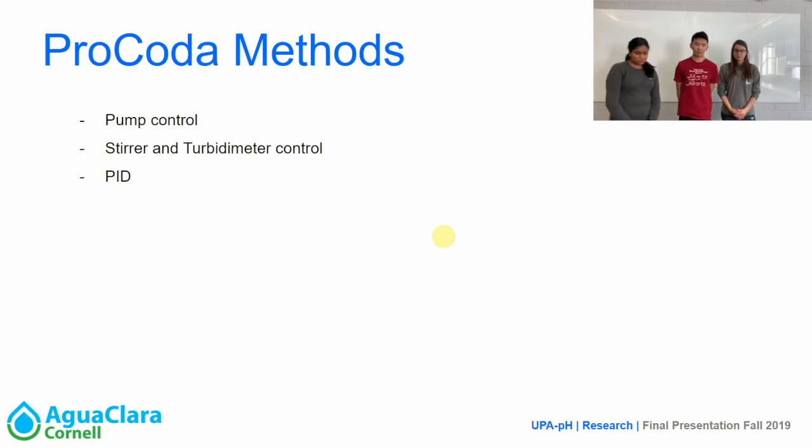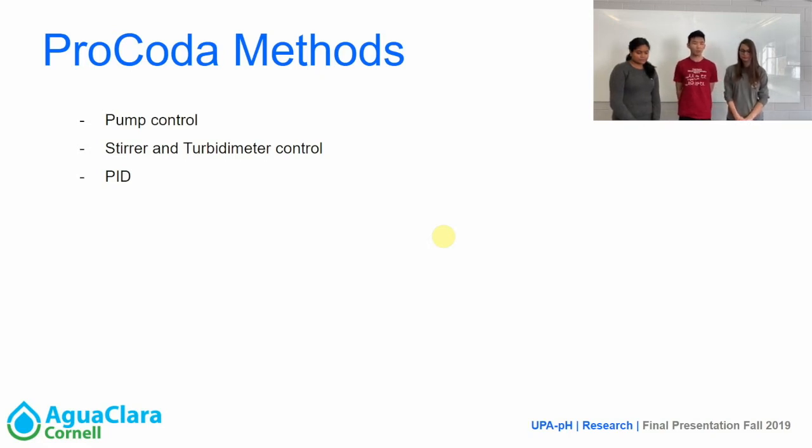And after setting up our apparatus, we still needed to find a way to control the whole system, and that's where ProCoda came in. Essentially, ProCoda is a way to control our pumps and also be able to read information from the system. For example, each pump would be connected to a different address, and we would be reading and also giving the pumps signals, such as signals to change the pump speed depending on the state of the system.